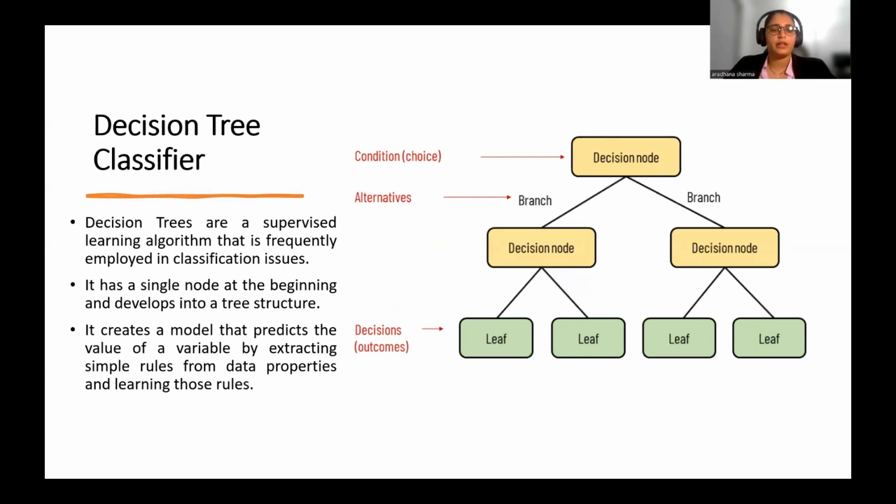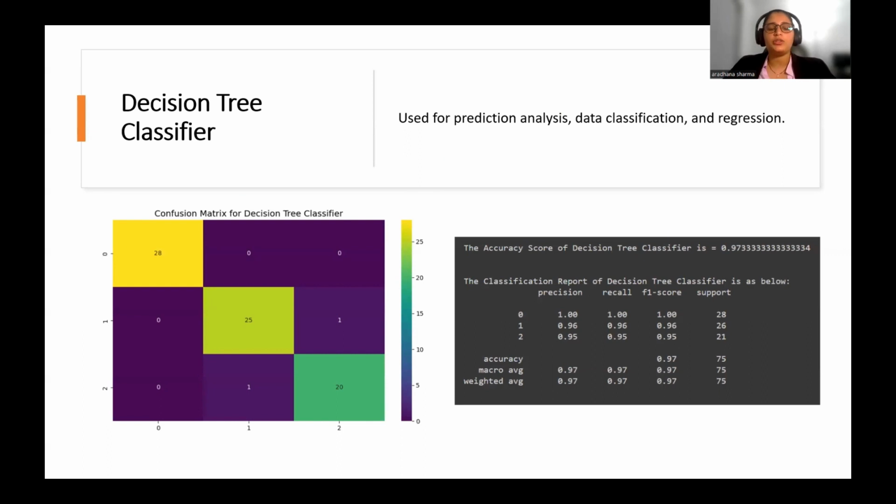Decision tree classifier. Decision tree is a supervised learning algorithm that is frequently employed in classification issues. It has a single node at the beginning, and it develops into a tree structure. It creates a model that predicts the value of a variable by extracting simple rules from data properties and learning those rules. Decision tree classifier can be used for prediction analysis, data classification, and regressions.